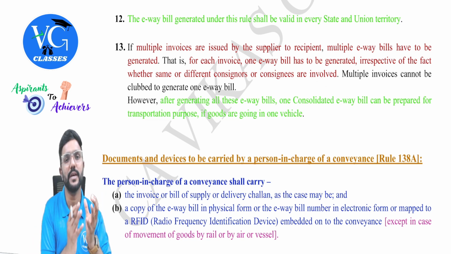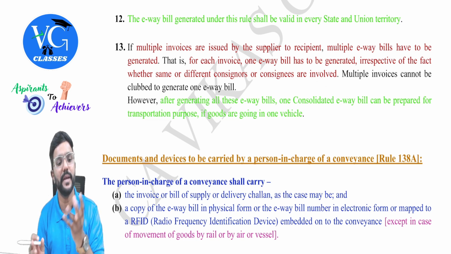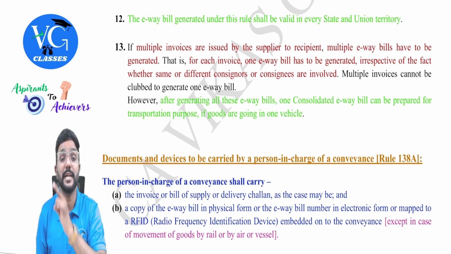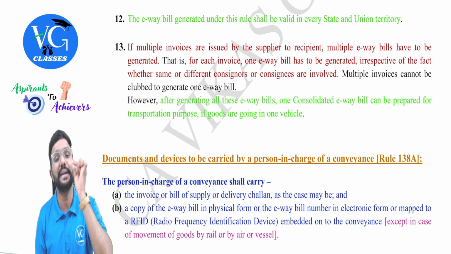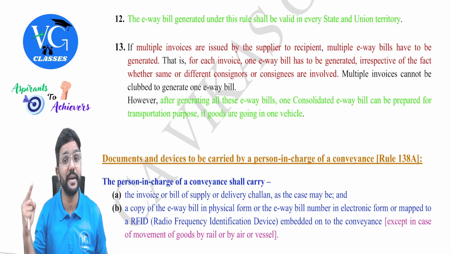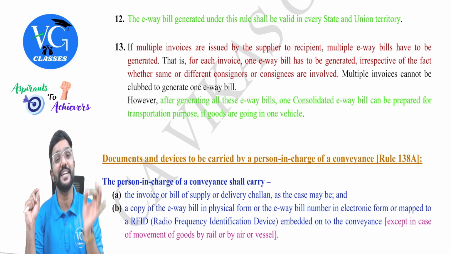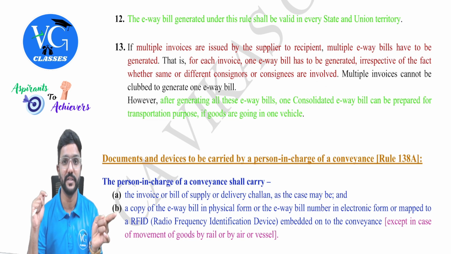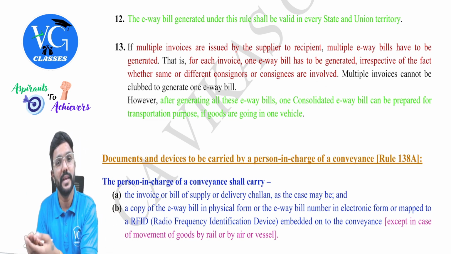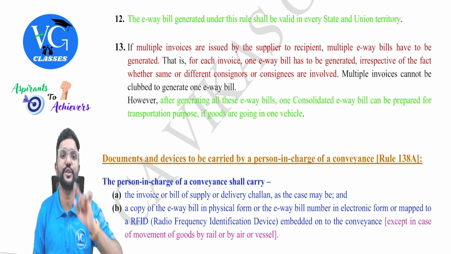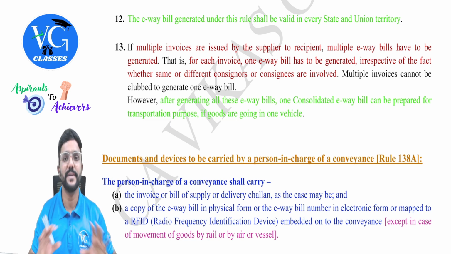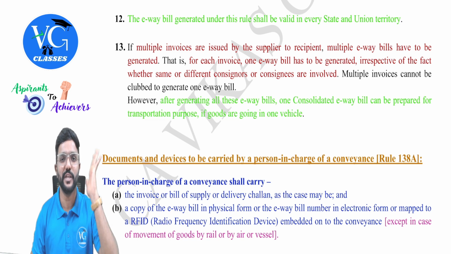And if all these goods are going in one conveyance, consolidating all 10 e-way bills, the transporter can generate one consolidated e-way bill. So, can we straight away generate a consolidated e-way bill? No. First generate a separate e-way bill for each and every invoice. Later, if all the goods are moved in one vehicle, then the transporter has an option to generate one consolidated e-way bill. Is that clear? So in simple terms, one e-way bill for each invoice. That's all.